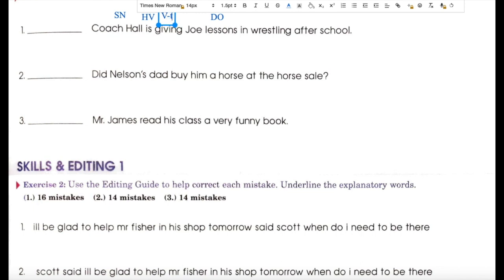Coach Hall is giving lessons to whom? If we're answering to whom, it's probably an indirect object, and it is. It comes right between the verb transitive and the direct object. It's a noun. We know it's an indirect object. The word in is always a preposition. In what? In wrestling, object of the preposition. After is always a preposition. After what? School, object of the preposition.